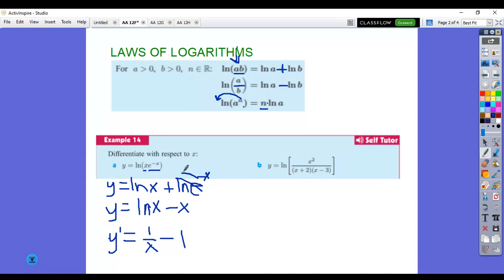Every time you see ln e, these are going to cancel because the bases match. So they're inverses, they cancel, and we're just left with negative x.